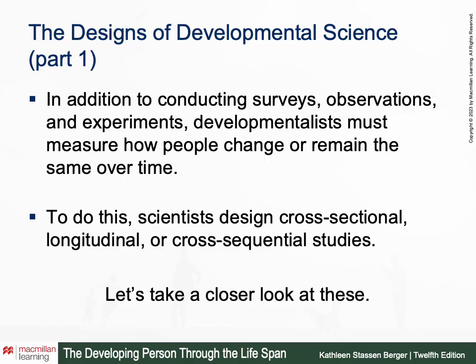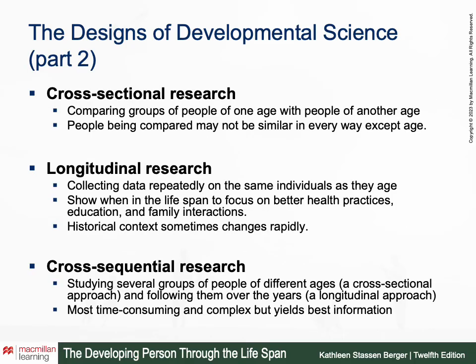So when we're thinking about developmental science, we have to also remember that developmentalists need to measure how people change or remain the same over time. And in order to do that, scientists design cross-sectional, longitudinal, or cross-sequential studies. Cross-sectional research is comparing groups of people of one age with people of another age. And people being compared may not be similar in every way except age.